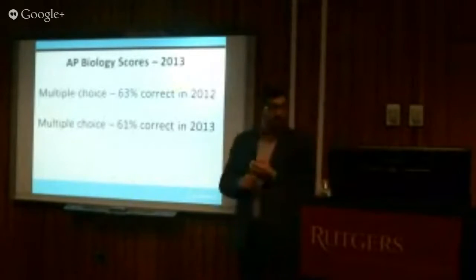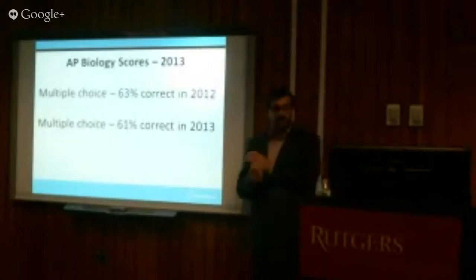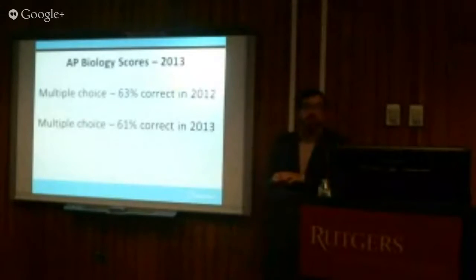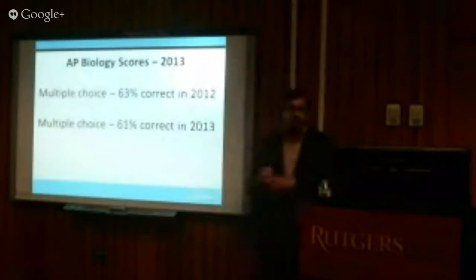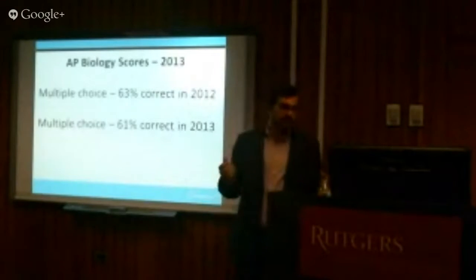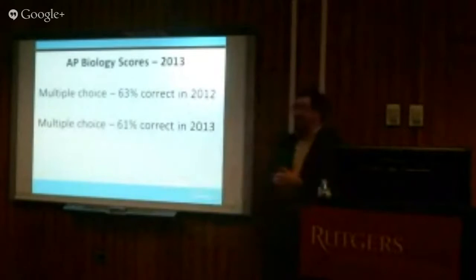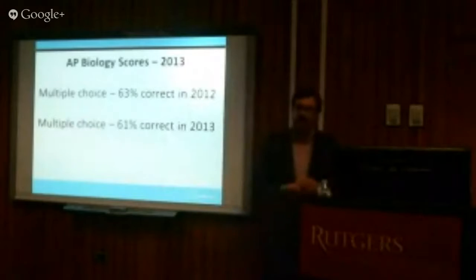Okay, so this is the multiple choice. In 2012, on the old exam, 63% correct, and this year, 61% correct. Where we actually saw the biggest dip was on those new grid-in item questions, which we weren't too surprised about. Biologists don't like math, and so we asked them to calculate things, and that was by far the worst section, by a lot.